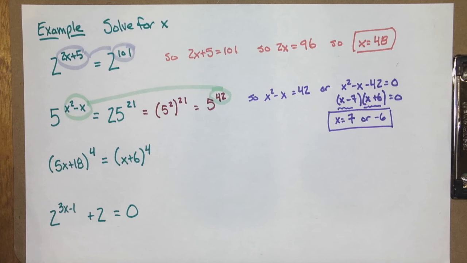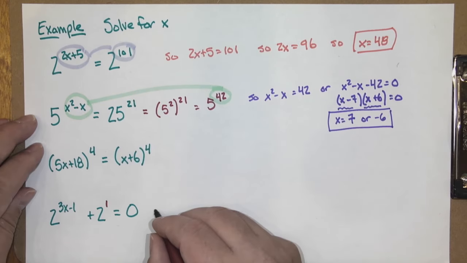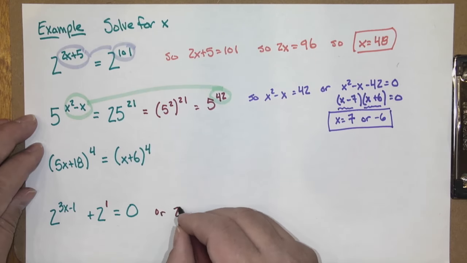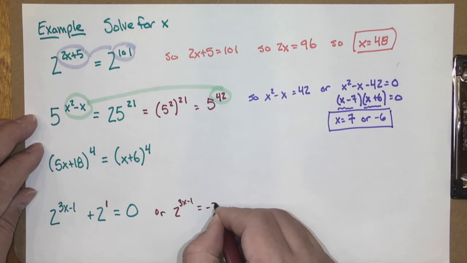Do the same thing, just 2 is 2 and 1. So what do we do? Just write 2 as 2 to the power 1. Sure, we can write 2 as 2 to the power 1. Now what? Okay, we could subtract the 2 over. Or we write this as 2 to the power 3x minus 1 equals negative 2.